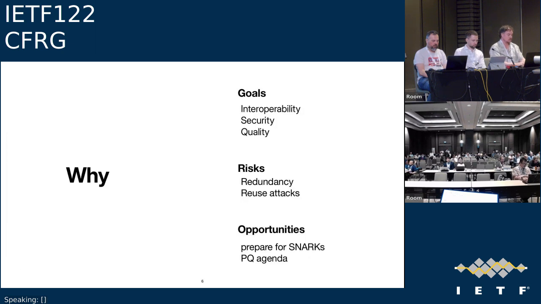And so my fear is that if we do not act and provide a nice zero knowledge layer for these sorts of proofs, we will be exposing ourselves to redundancy in terms of implementation, in terms of effort by independent reviews, and in terms of specification. And at worst, we will expose ourselves to reuse attacks where proofs can be copy-pasted between different contexts.